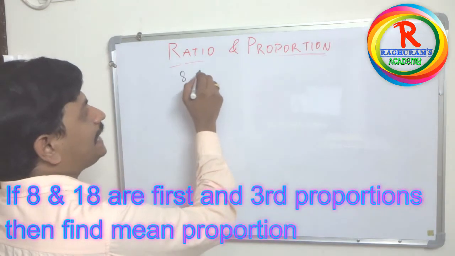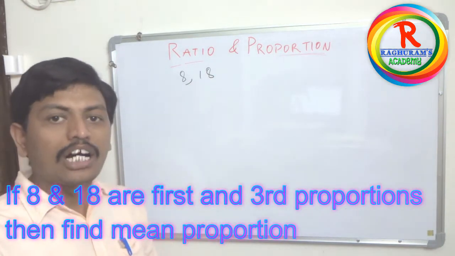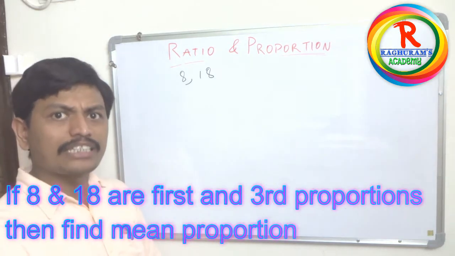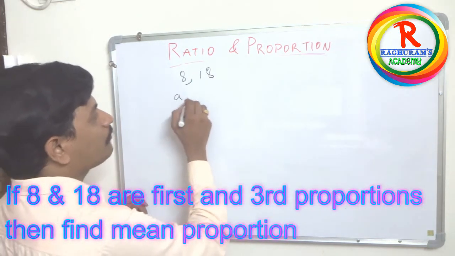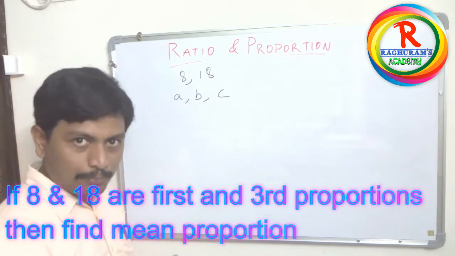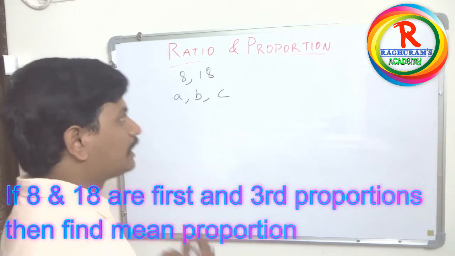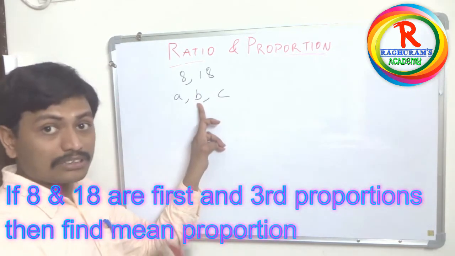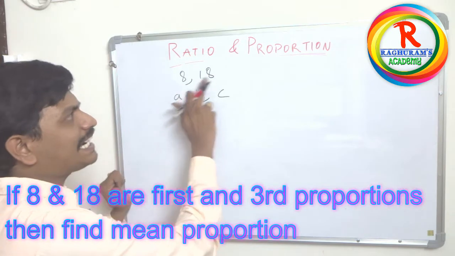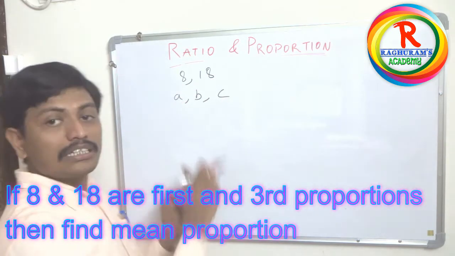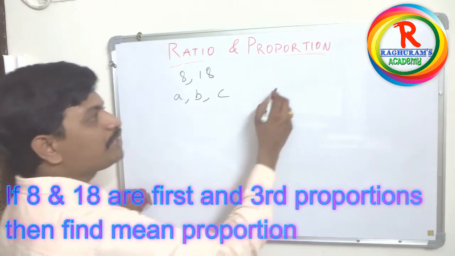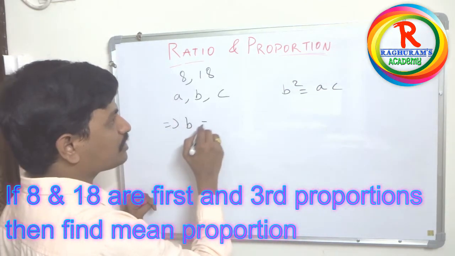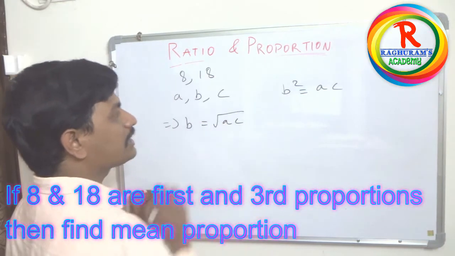If 8 and 18 are the first and third proportions, then find the mean proportion. What is the mean proportion? It is nothing but B. Suppose A, B, C are in proportion, only 3 numbers are in proportion, then B is called the mean proportion. Here we need to find the mean proportion. That means 8 and 18 are the first and third terms. So we use the formula B square is equals to AC, that is, B is equals to square root of AC.